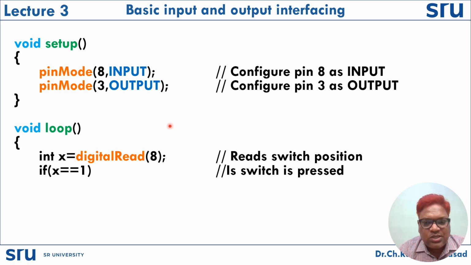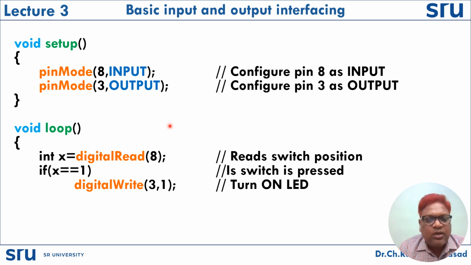Why am I using digitalWrite? The third pin is a digital pin, already programmed as output. So I need to use the digitalWrite function to write logic 1. Then only will the third pin generate 5 volts to turn on the LED. So I have written here digitalWrite(3, 1). Once I write this function, the LED will be turned on.